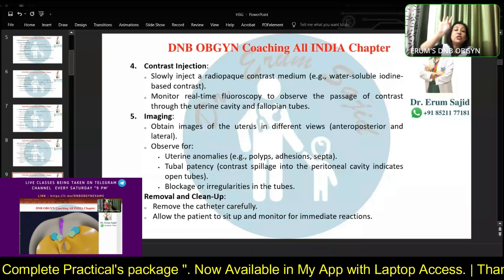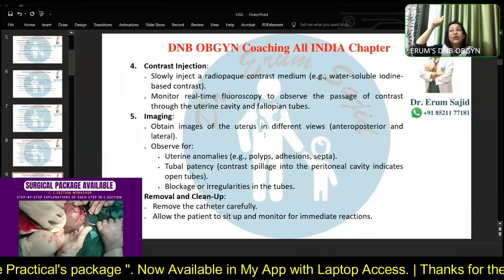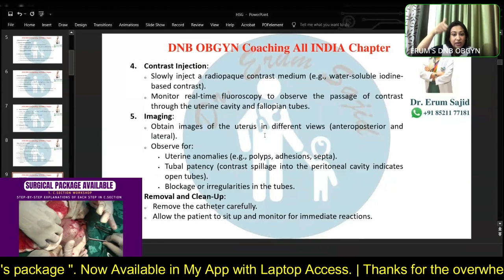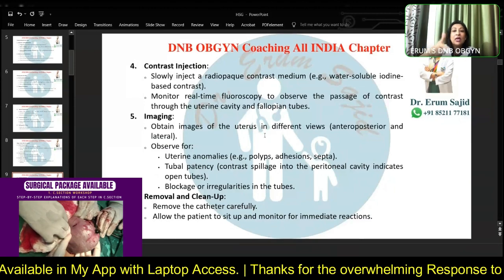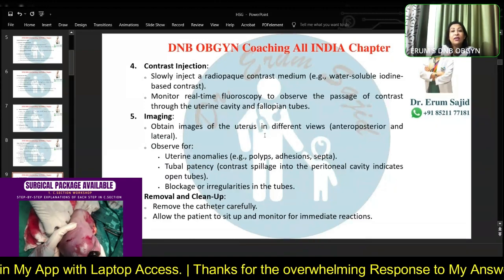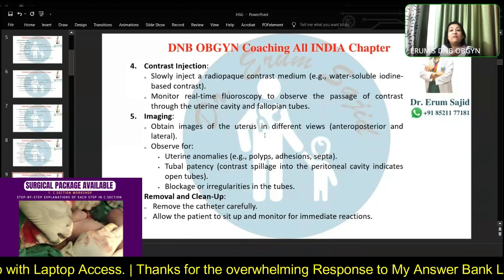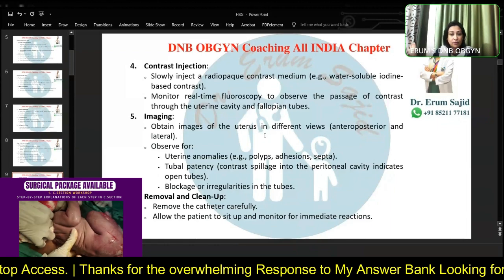Obtain images of the uterus, and they usually have 4 images. One is the image when you've not pushed any dye, just to see whether it's correct or not. Then when you've started pushing the dye initially, then when you've distended the uterine cavity, and the 4th one when the dye has leaked from the tubes.